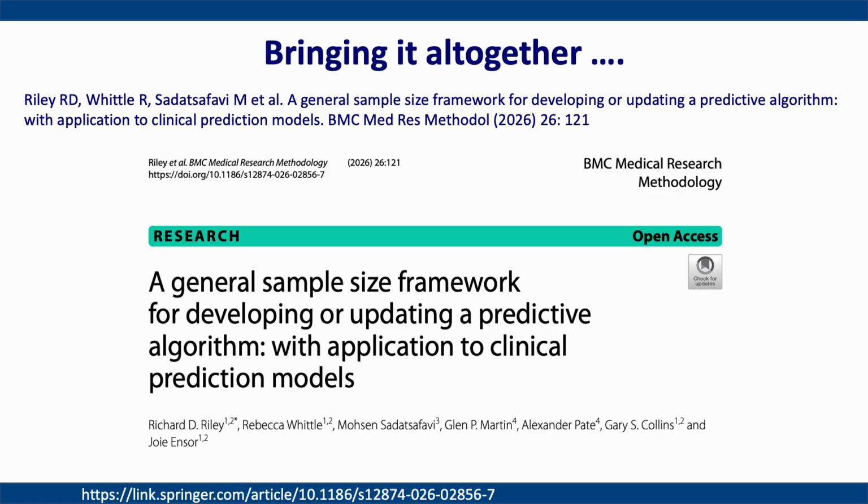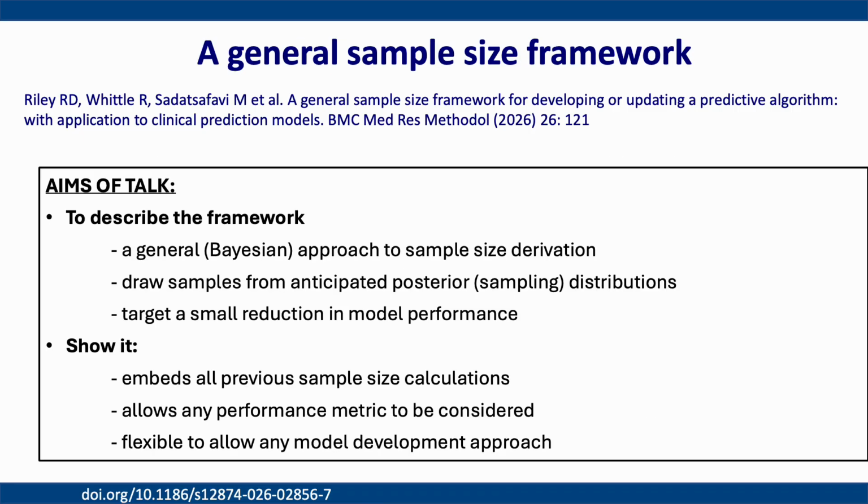This paper that's just been published in BMC Medical Research Methodology aims to address that: a general sample size framework for developing or updating a predictive algorithm with application to clinical prediction models. So this is the premise of the talk today, to sell that paper and to explain what we've done. In particular, I'm going to talk about the framework that the sample size paper recommends. This is a general Bayesian approach to sample size derivation.